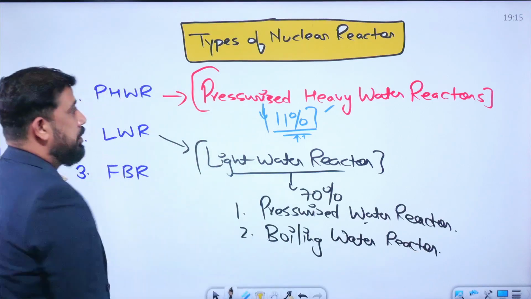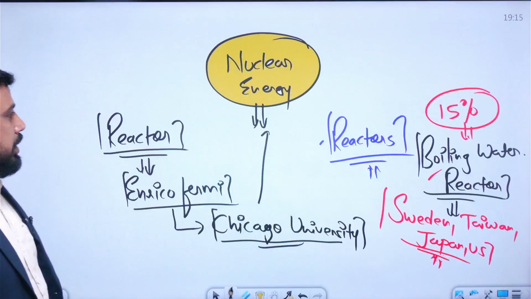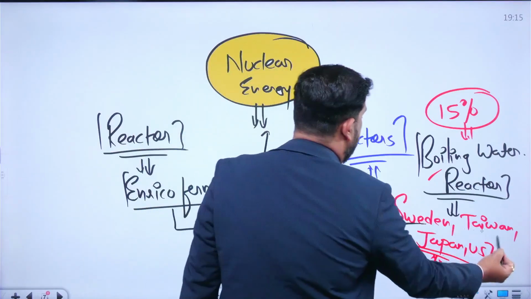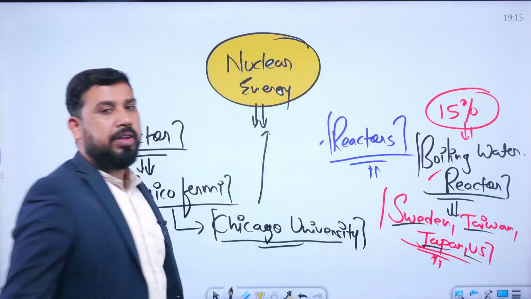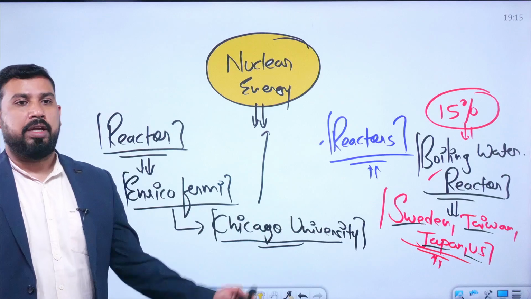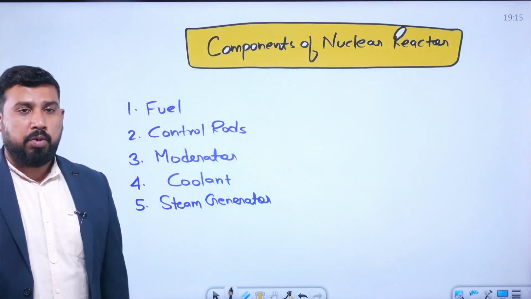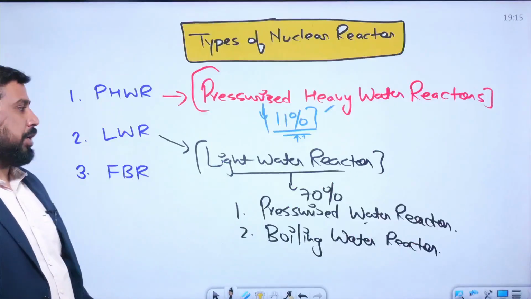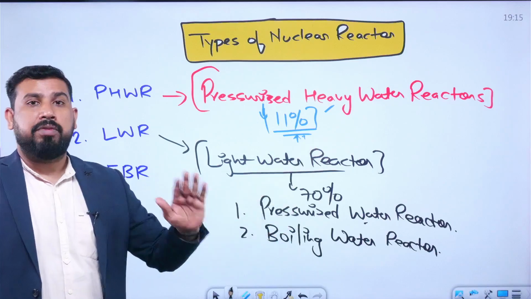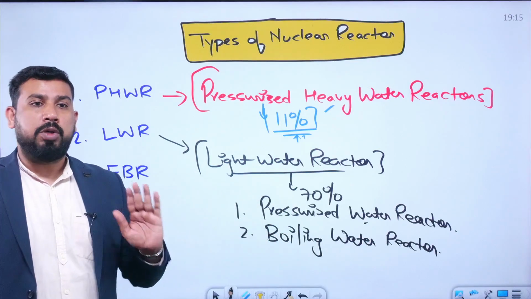And I have already discussed boiling water reactors here. Sweden, Taiwan, Japan and the US, which have a 15% global contribution, have boiling water reactors, and a boiling water reactor is a kind of light water reactor. Light water reactors contribute 70% of the global demand.